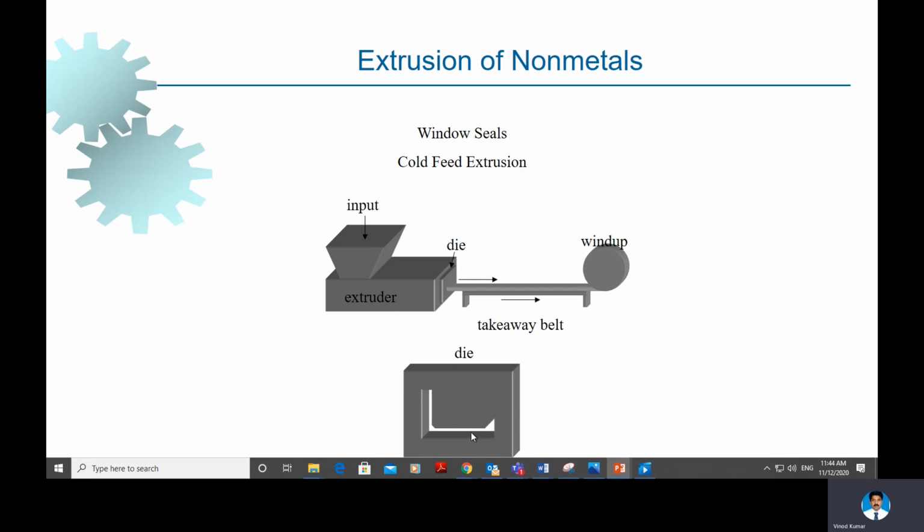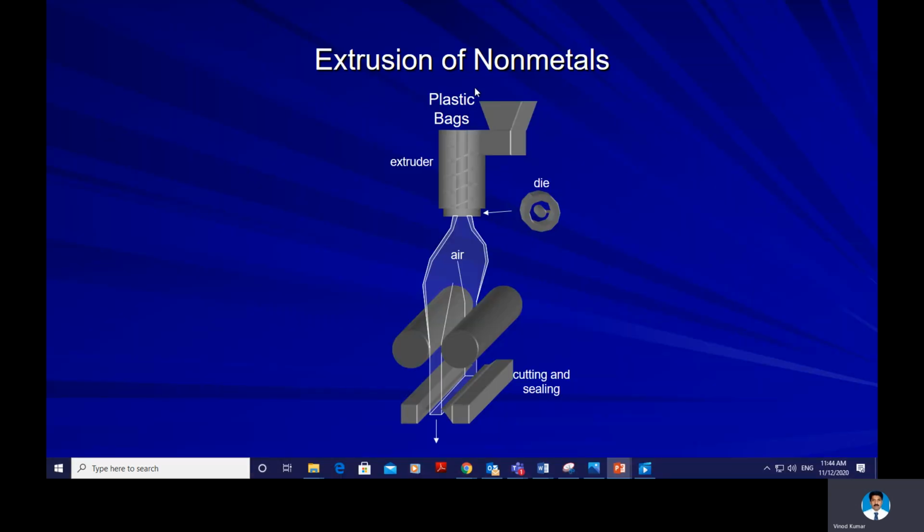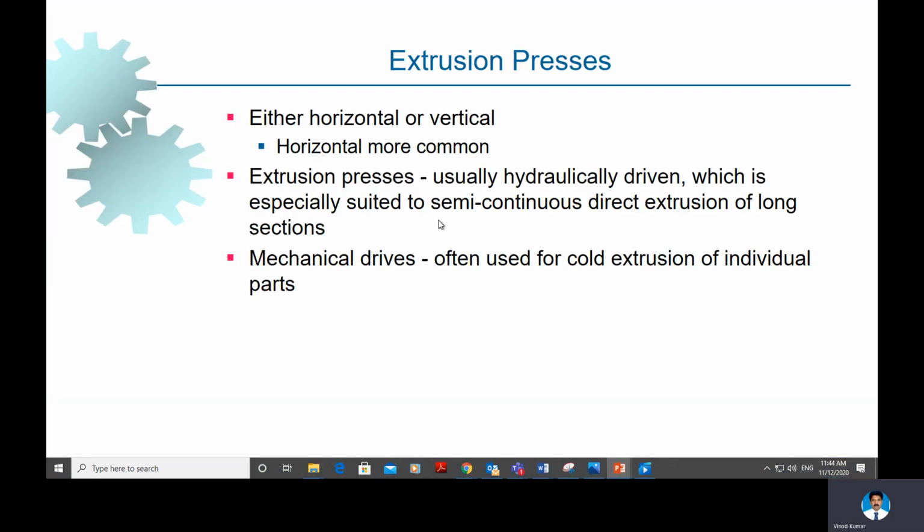This is the die opening, the shape of the die opening. This is extrusion of plastic bags. As you could see, the shape of the die is like this. It is extruded like this, and then cutting and sealing is done afterwards. So there is an extruder for this. So even non-metals can be extruded, as I explained before.